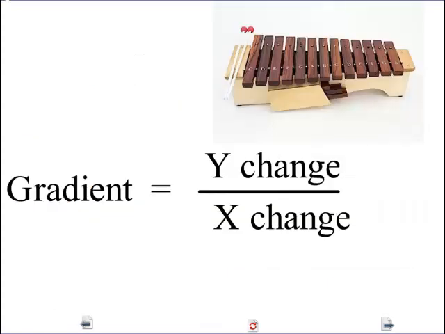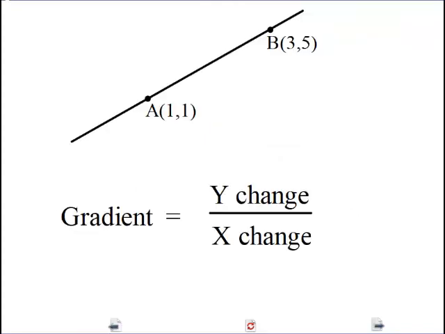So what does that actually mean? Well, gradient equals y change over x change. Get your xylophone. What that means is that you see the coordinate here for y is 1 and the coordinate here for y is 5, and they've changed. You've gone from 1 to 5 as you follow the line upwards. So there's a change from 1 to 5.